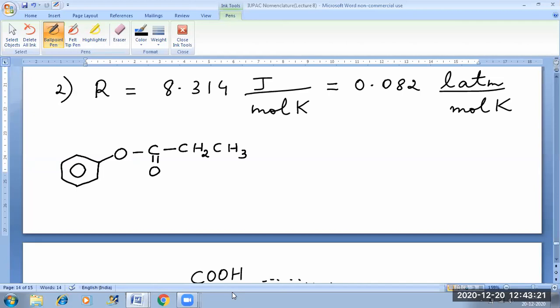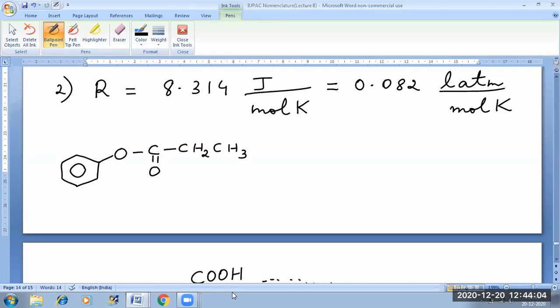What is the IUPAC name of this compound? What is the principal functional group in this compound? Ester. Okay, ester is the principal functional group. That is correct because you see COO. Now, will my benzene be the parent structure or will benzene act as a substituent here? It would be a substituent.